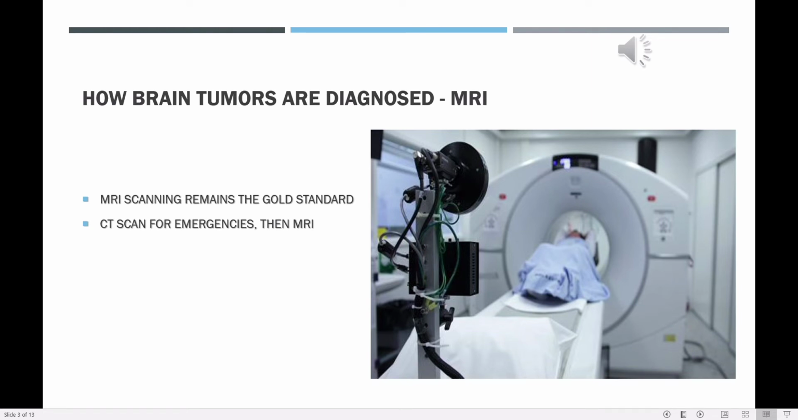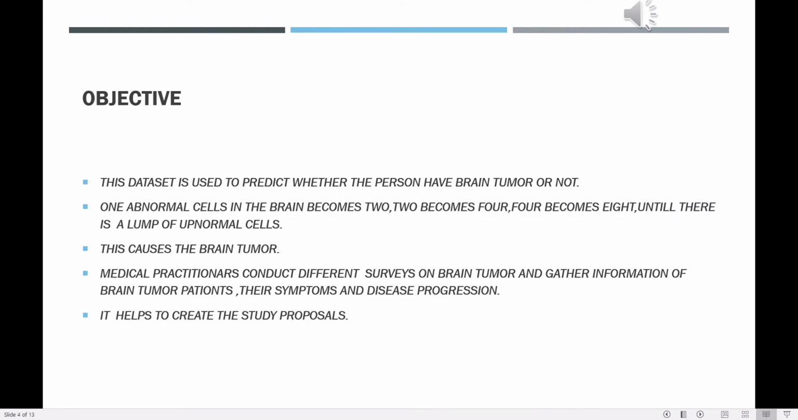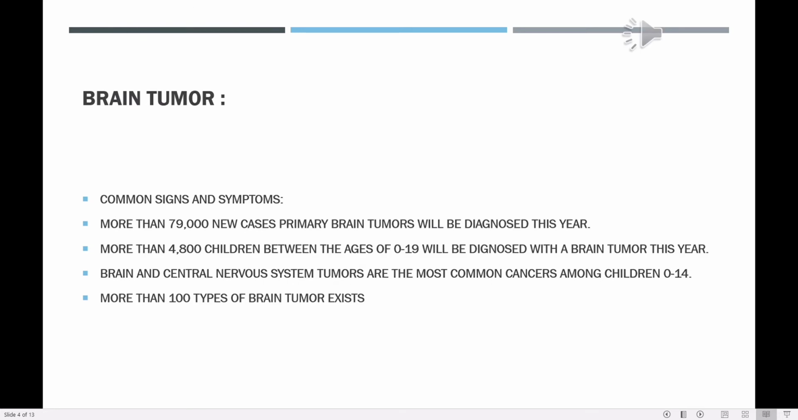How are brain tumors diagnosed? MRI scanning remains the gold standard, and CT scan is used for emergencies, followed by MRI. Objective: the dataset is used to predict whether the person has a brain tumor or not. One abnormal cell in the brain becomes two, two becomes four, and four becomes eight until there is a lump of abnormal cells. This is the cause of a brain tumor.